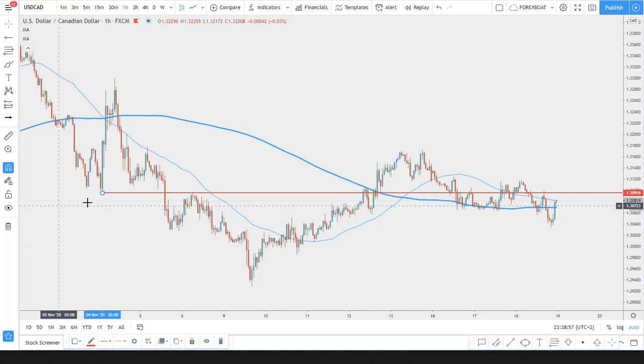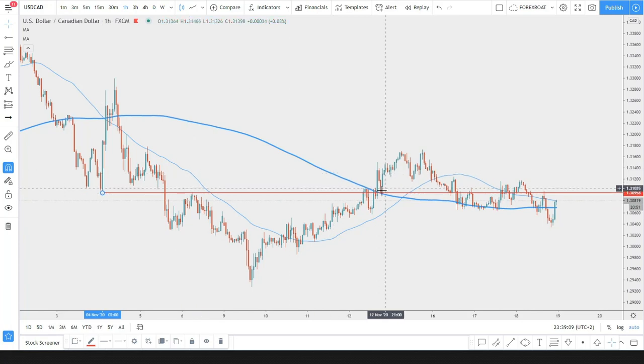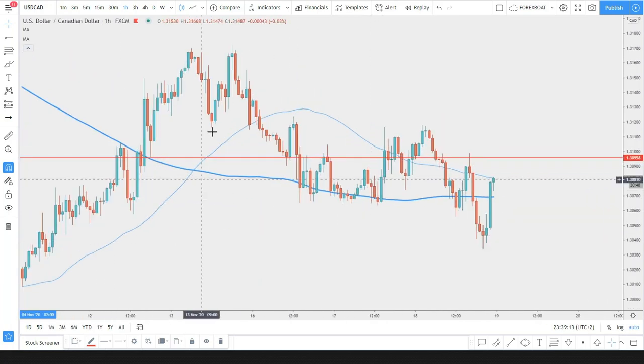Now, how to use this price action? So imagine you had three bounces, because two usually is not enough. We need more to see the importance of this level. So what we had here is 1, 2, and 3. We could use this information further, for example, to set up a trade. Whether it's a short or long will of course depend on your strategy.